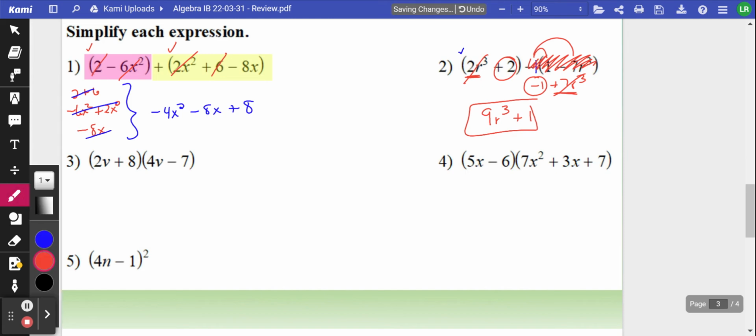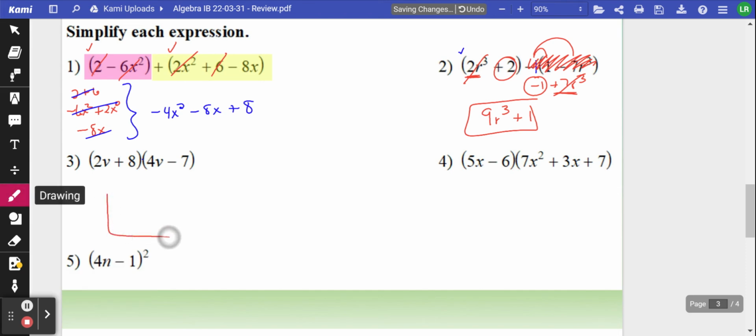Number 3, if I look between these parentheses, there is nothing there. So that is multiplication. I have 2 things times 2 things. I'm going to be making a 2x2 box. So I've got 2b plus 8 and 4b minus 7. And I do my multiplication. Now I'm multiplying, I got to remember to add exponents.